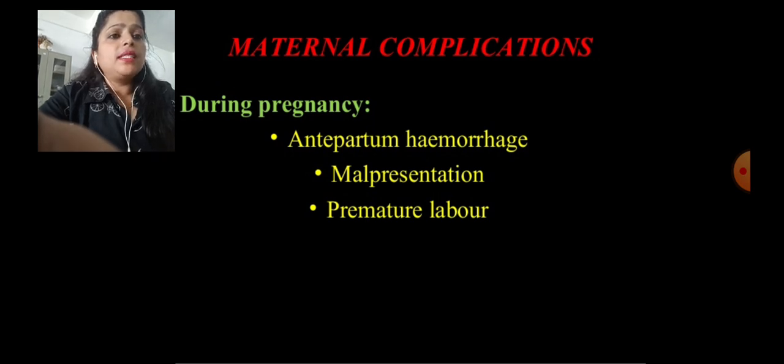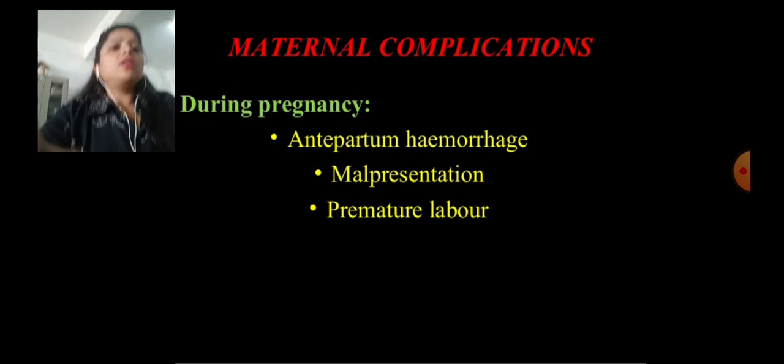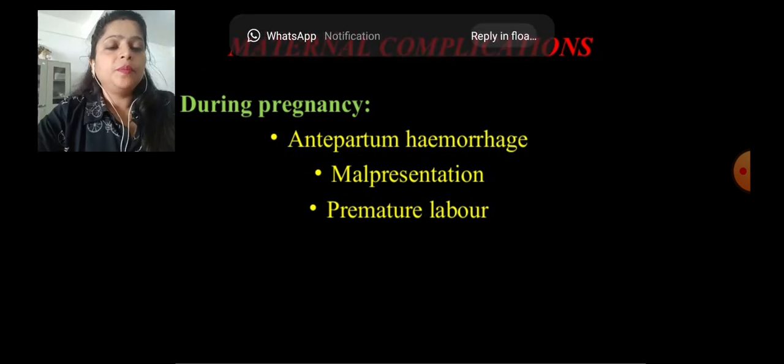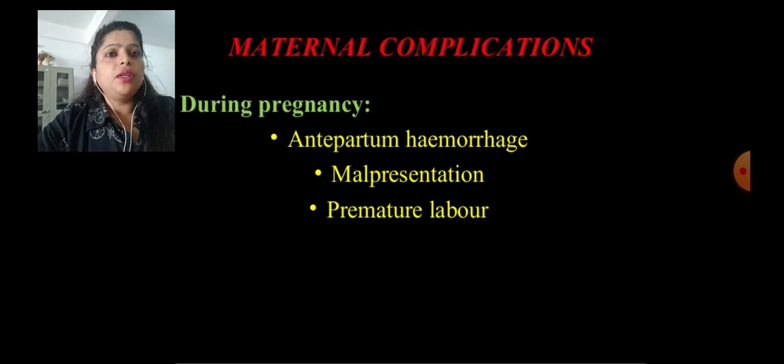And the baby gets stuck in the lower uterine os. Because of it, malpresentation is one of the major causes in placenta previa. And the third one is premature labor.